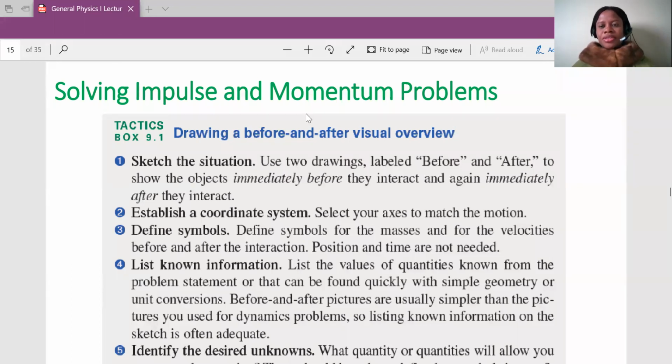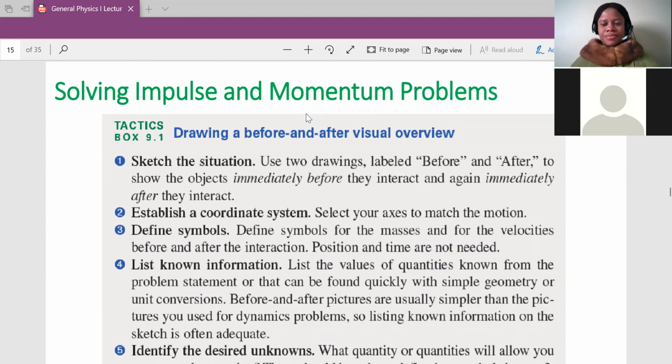Good morning, everyone. Can you hear me? Yes, good morning. And we can see the solving impulse and momentum problem screen. Okay, great. If you send me an email, I'll respond to them after the class, okay? I saw the mail, but I've not been able to respond.